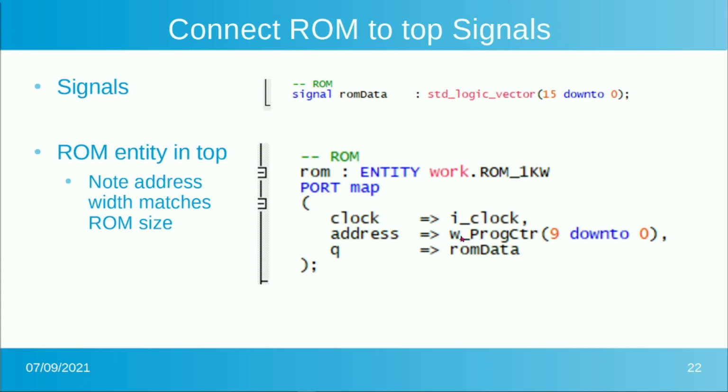The address is that program counter, because that's literally what's driving it. And the thing to keep track of here is, even though we had a program counter that was 12 bits, we're only using 10 of those bits because we only have a 1K ROM here. If you had a different size ROM, this number would be different. And the Q output from the ROM, the data out, goes to ROM data. So now we're fully connected and we're driving the ROM into the part.